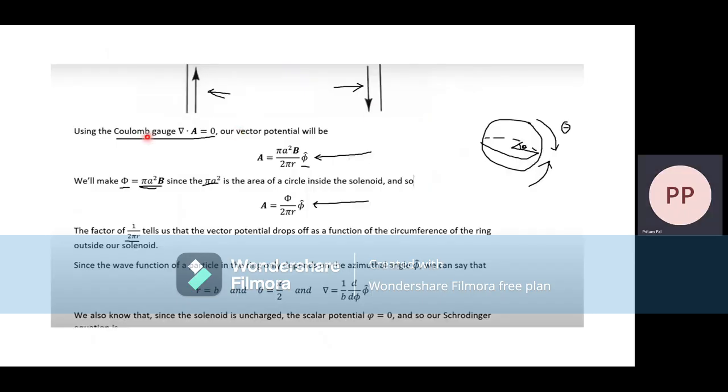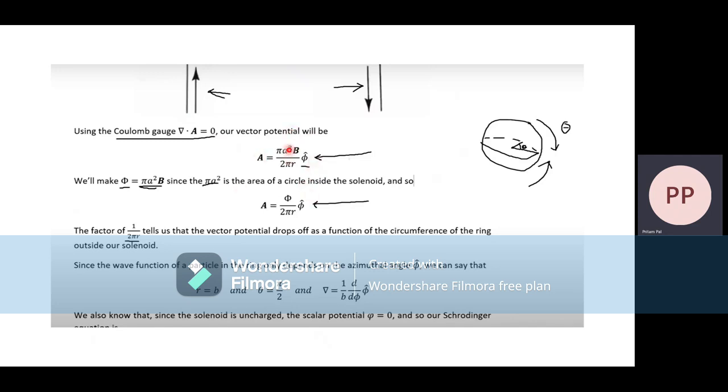Then using the Coulomb gauge, the dot product, the divergence of A, is basically zero. Our vector potential will be this. From this, it's very clear that it has to be circumferential, I mean, tangential.